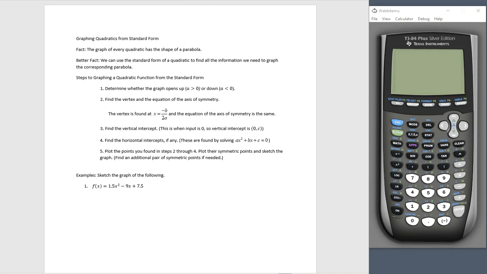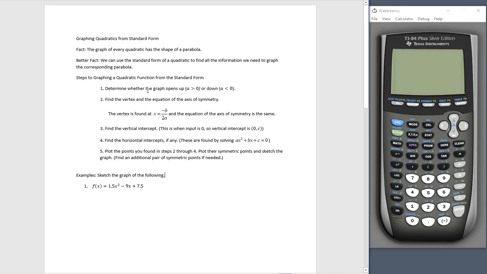All right, so we know from looking at our other quadratic videos that every quadratic has the shape of a parabola. But here's a better fact. We could use the standard form of a quadratic to find all the information we need to graph the corresponding parabola. It doesn't have to be in vertex form. So here are going to be our steps.